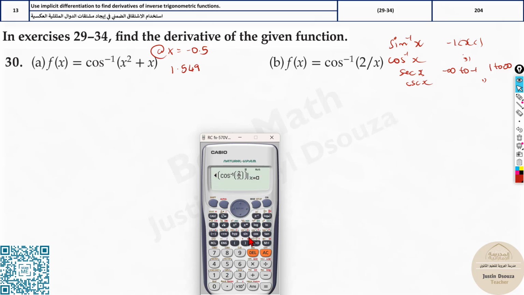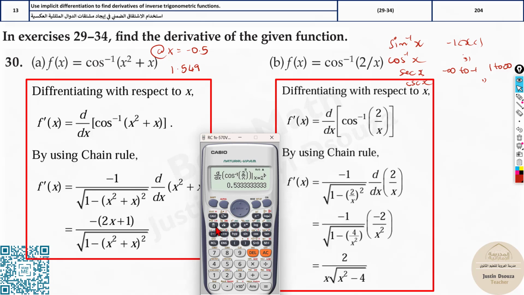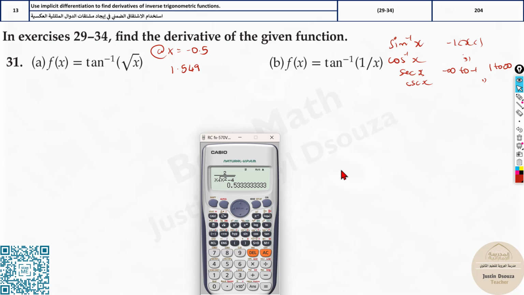So what happens? I can take anything more than 2 here. If x is more than 2, say for example 2.5, this number will be less than 1, right? So I'll take 2.5 here. I'm getting 0.5333. So let's look into the answers. Now if I solve this at 2.5, 2 divided by x square root of x squared minus 4, calculate this at 2.5, and it was 0.5333. Yes, that's it. So this is how you can easily solve it.